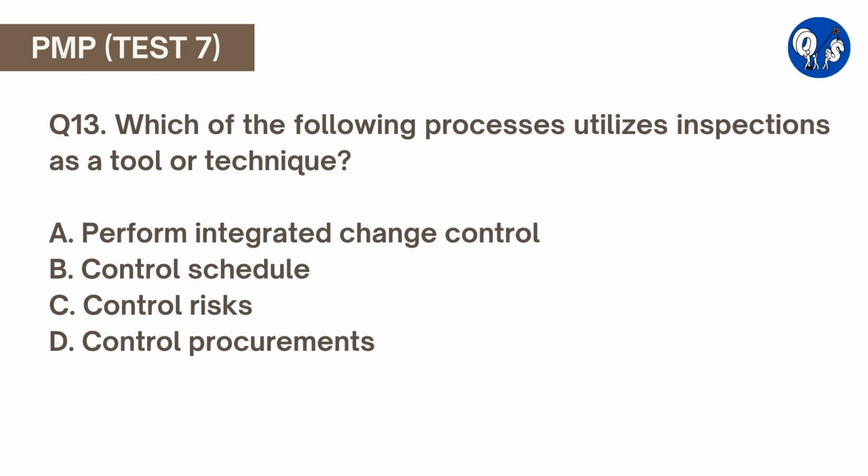Question number 13. Which of the following processes utilizes inspections as a tool or technique? A. Perform integrated change control. B. Control schedule. C. Control risks. D. Control procurements. Here option D is correct. Of the processes listed, only control procurements utilizes inspections and audits as a tool or technique. None of the other processes utilize inspections. Of all the 47 processes, validate scope and control quality also utilize inspection.